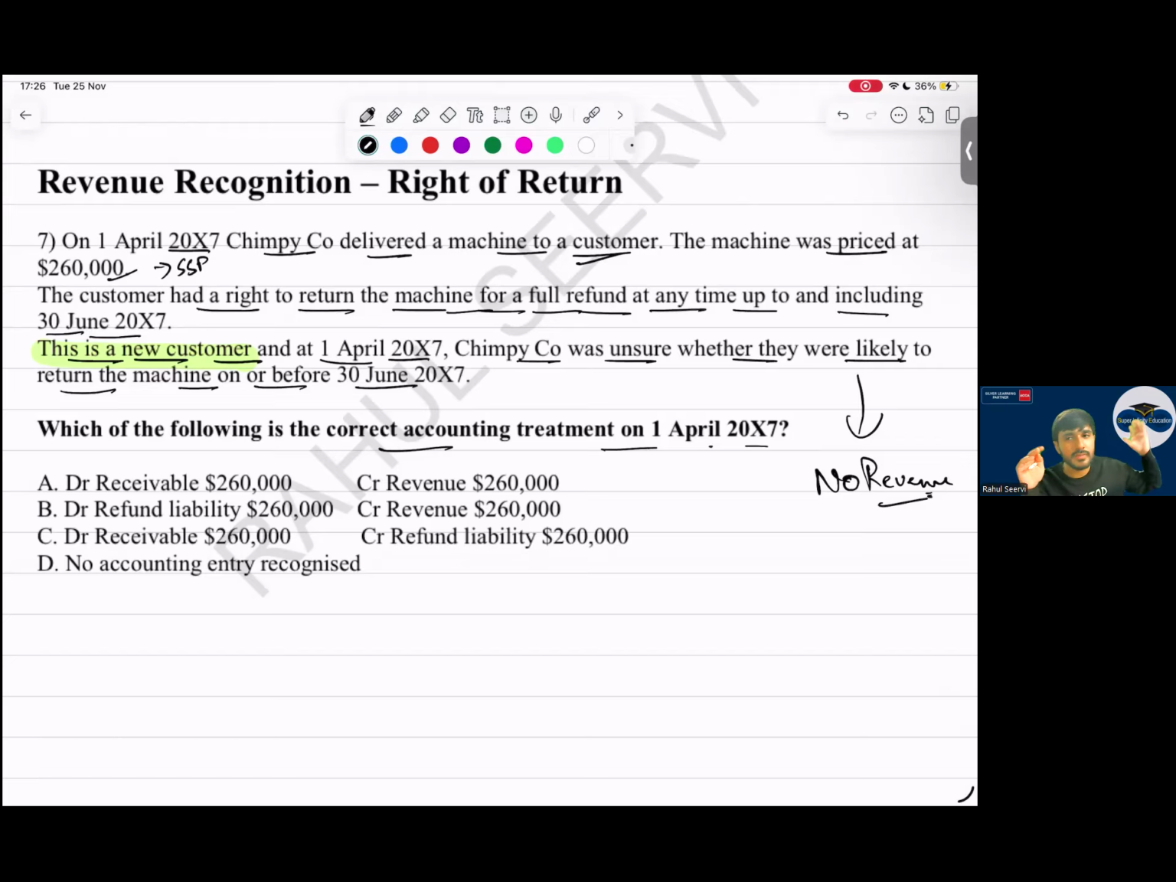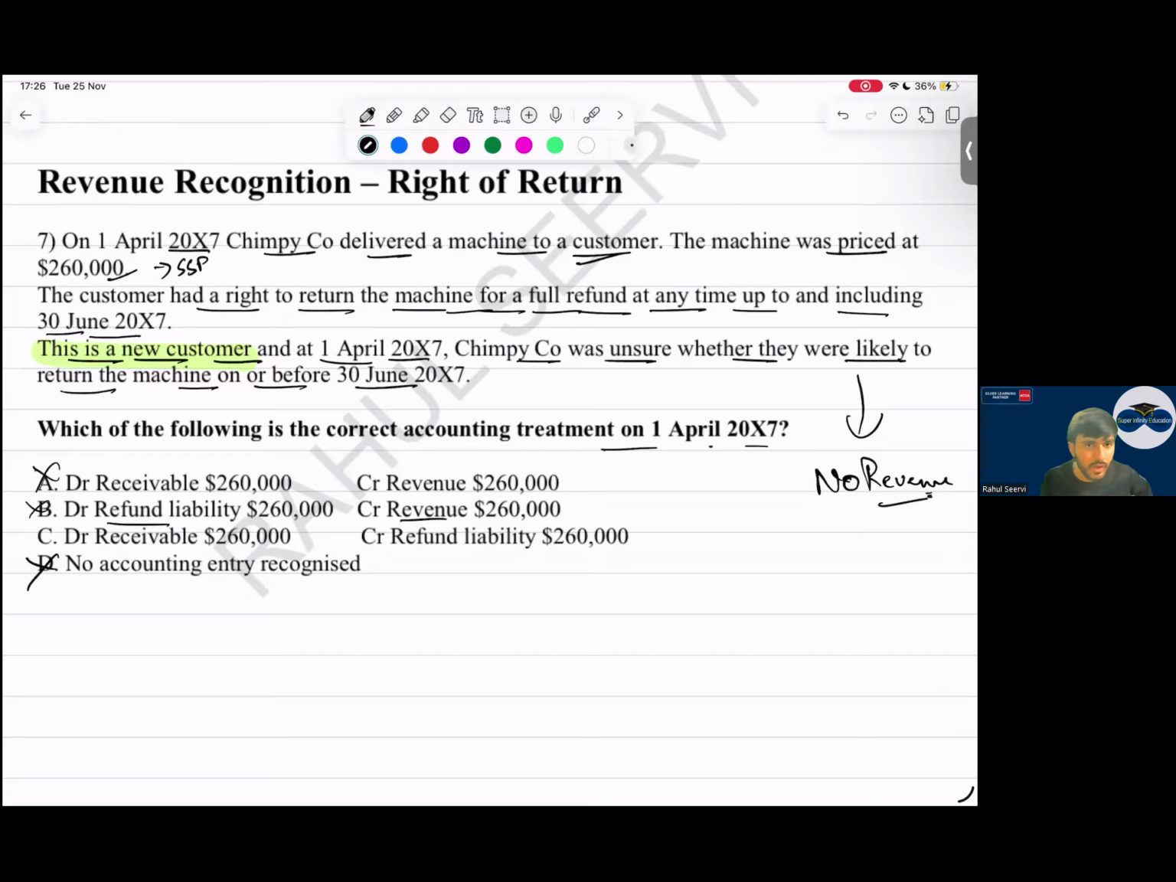If it was a customer we have had for 2 or 3 years, it would be easy for us to judge, but here it is very difficult, so we will not recognize revenue. So let us see now. Debit receivable, revenue, no. Revenue we will not recognize. Debit refund, no, we will not recognize revenue. So the first two options are wrong. Then the next one, no accounting entry, this is also wrong.